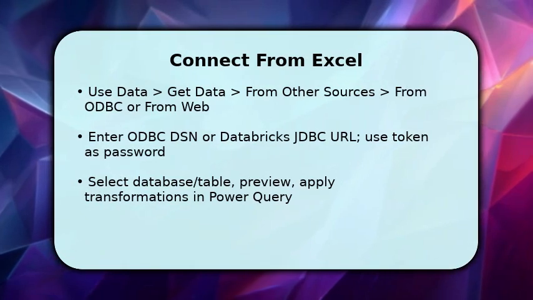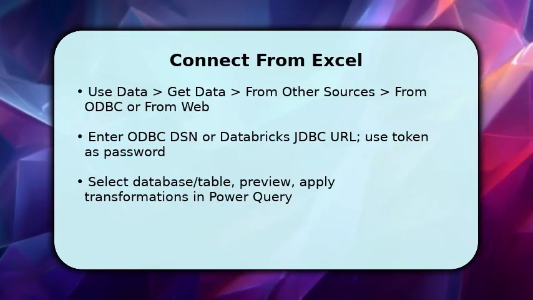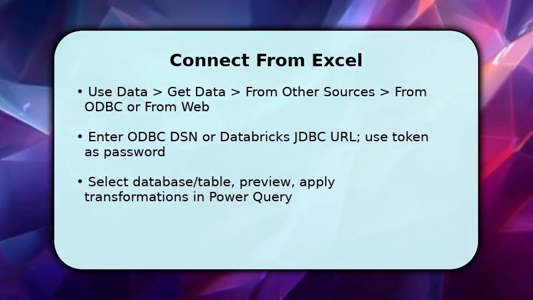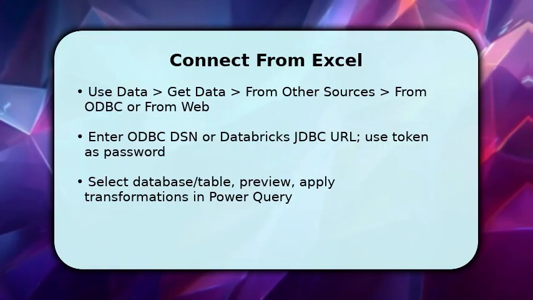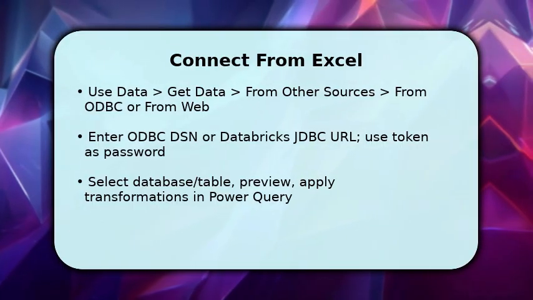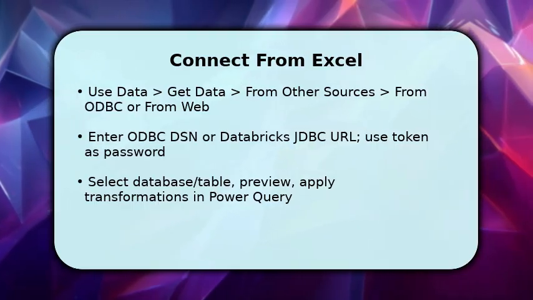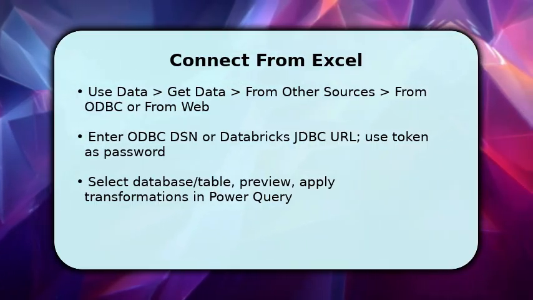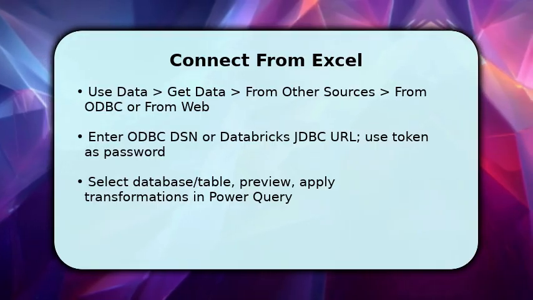Now create the live connection. In Excel, choose Data, Get Data, then From ODBC or From Other Sources, and pick the ODBC/JDBC option. Alternatively, use From Web with the Databricks REST SQL endpoint. Provide the DSN or JDBC URL and use your token as the password for secure authentication.